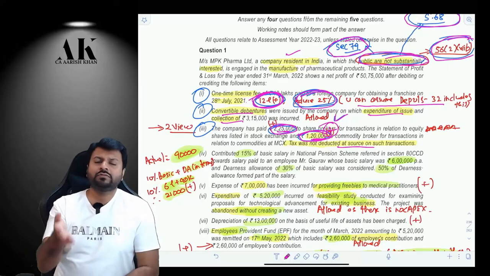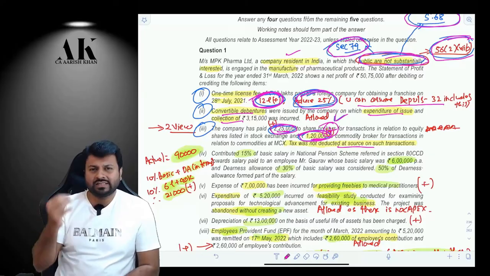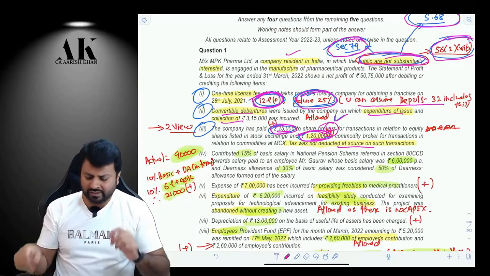Now, the second exemption will be that we assume that it is not a part of business. The trading is not a part of business. The assessee is neither trading in shares nor trading in commodities. In that case, you have to add back both the things. The question of TDS does not arise.